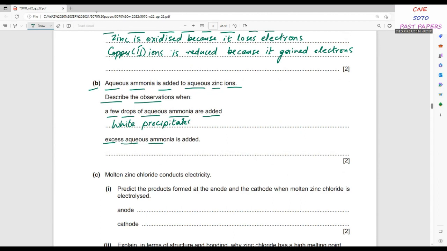Excess aqueous ammonia is added. Precipitate dissolves, or colorless solution.